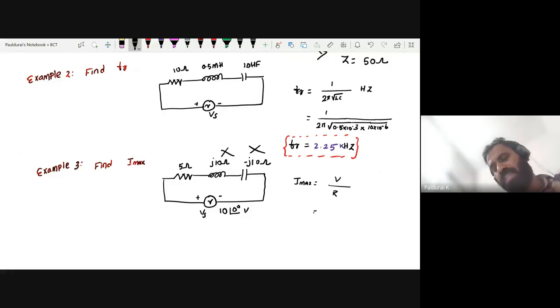V is 10. Take the magnitude alone, because I am having only resistance, the real part. No need to consider the angle. Take the magnitude, it is 10. The R is 5. It is 2. So maximum current is 2.